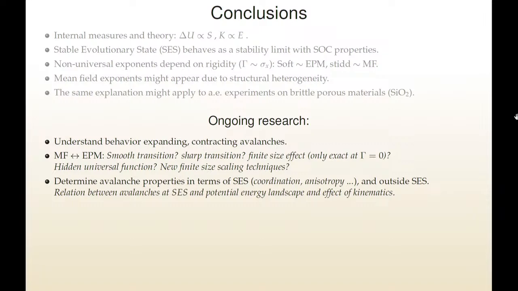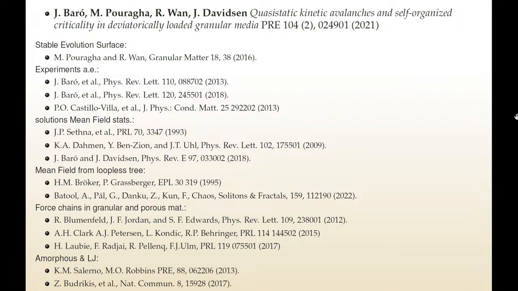Then we also want to determine these avalanche properties at SES, in terms of measurements like anisotropy, fabric anisotropy and coordination number, and outside SES, to see if we observe a transition toward criticality with these methods. And from this we want to compare whether we can change, let's say, the potential energy landscape and the kinematics or the inertia of the system, to identify secondary effects that have been discussed in the literature. This is just a summary of the bibliography I've shown.